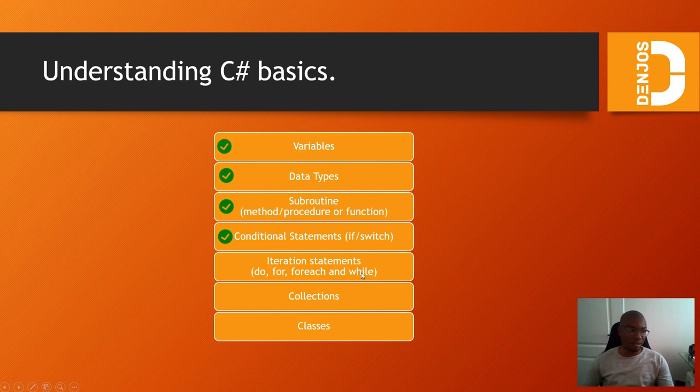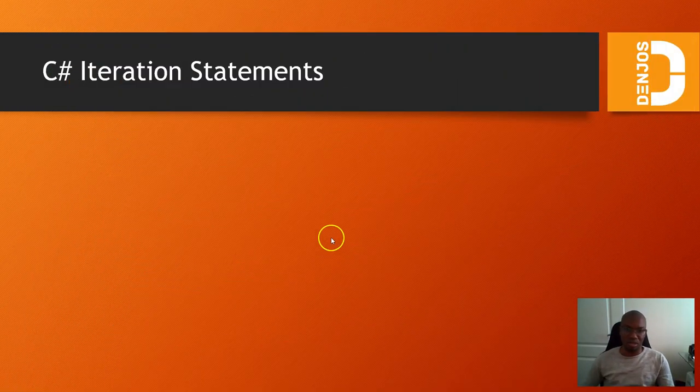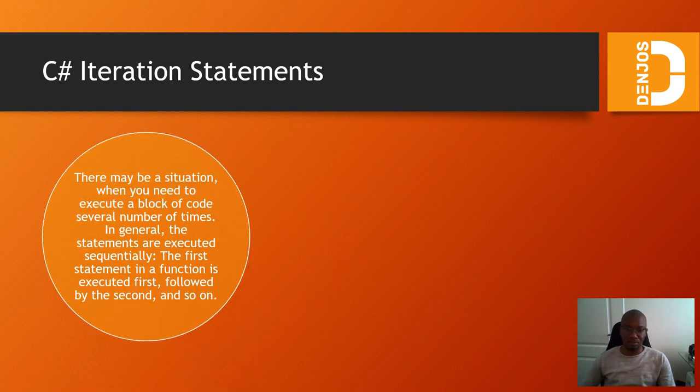Okay? Now, before you start writing that at all, you need to know the logic behind the iteration statement, otherwise known as a loop. There may be a situation when you need to execute a block of code several times. In general, the statements are executed sequentially. The first statement in the function is executed first, followed by the second, and so on.